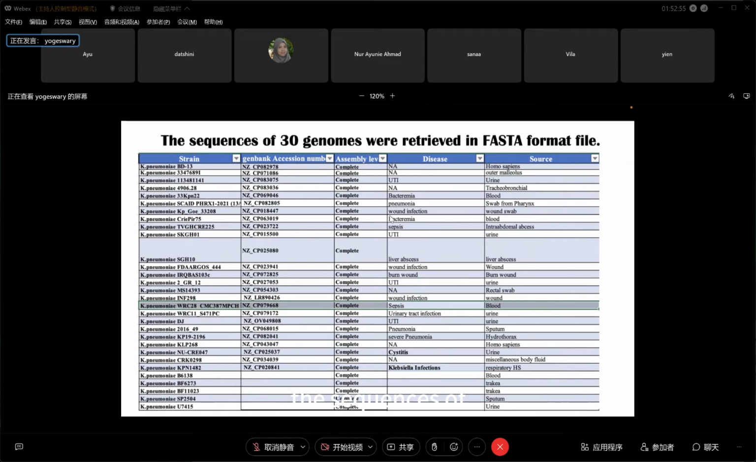Okay, the sequences of the 30 genomes were retrieved in FASTA format file and are well known for their pathogenicity, and the sources of samples are from pairings, wound swab, intra-abdominal abscess, burn wound, rectal swab, and miscellaneous body fluid. And for our 5 local strains, one sample is from blood, 2 samples from trachea aspiration, 1 sample from sputum, and another 1 sample is from urine.